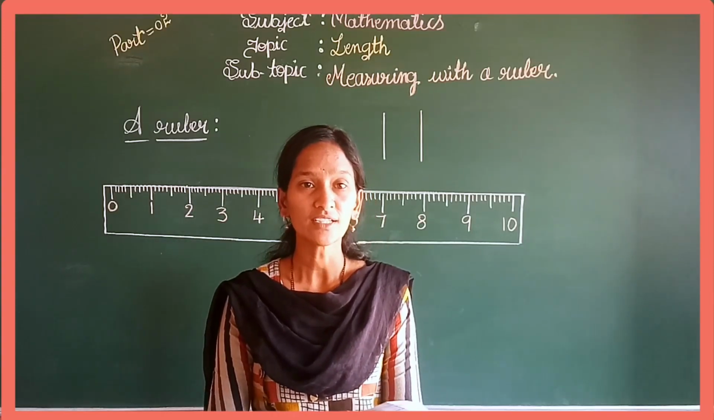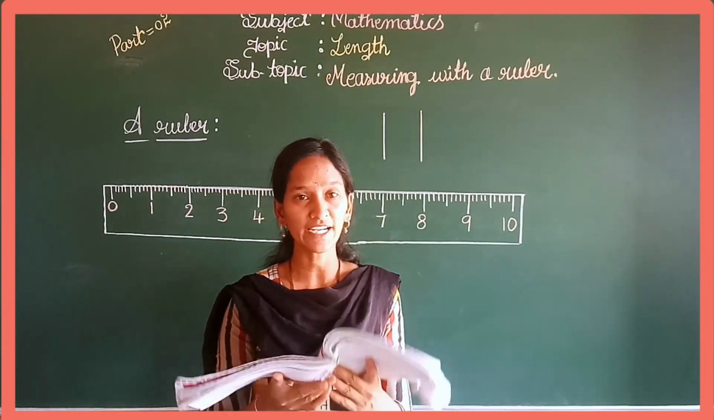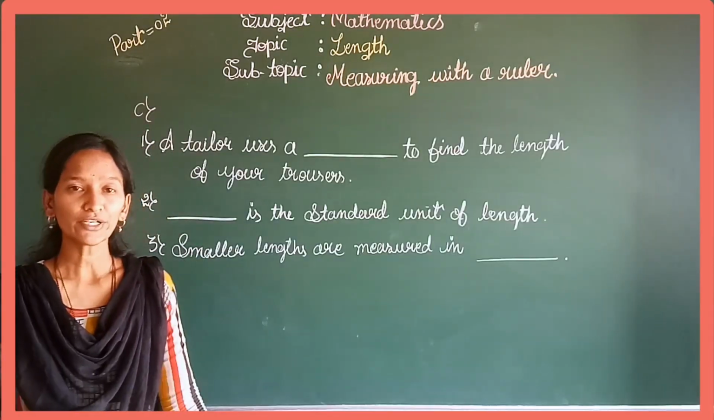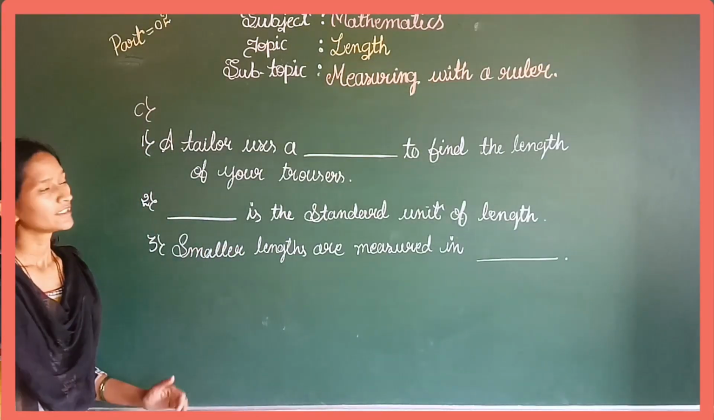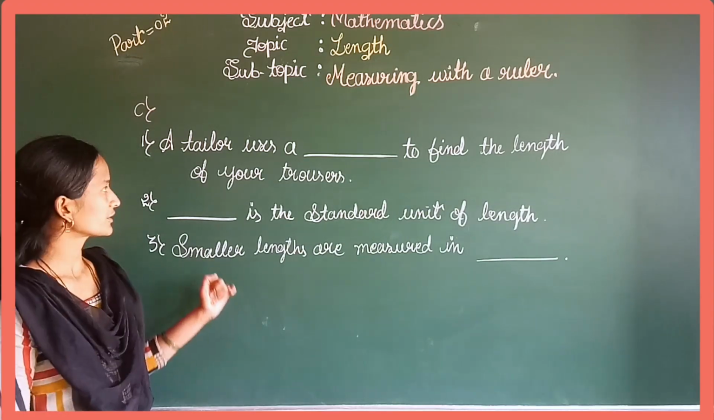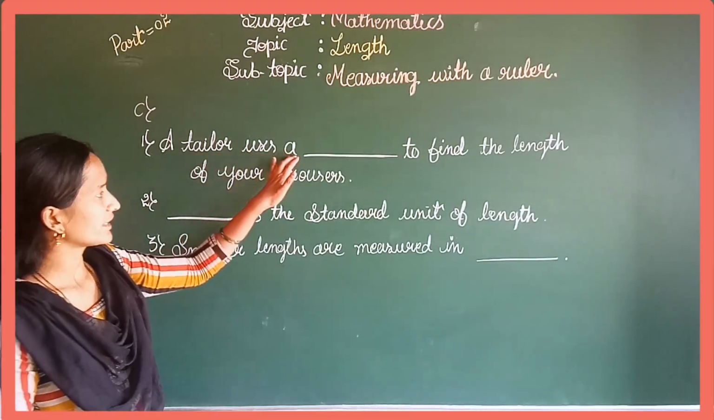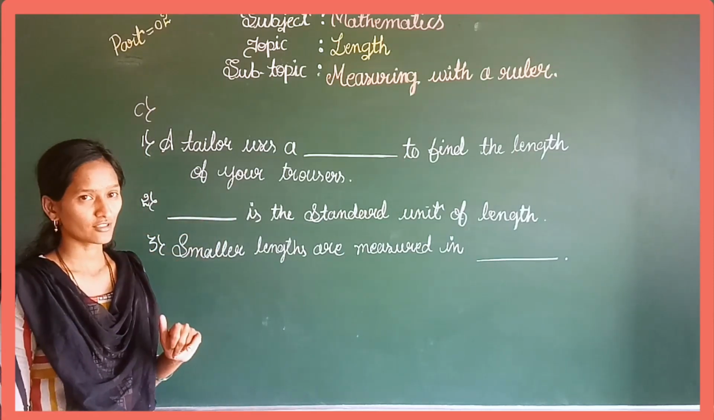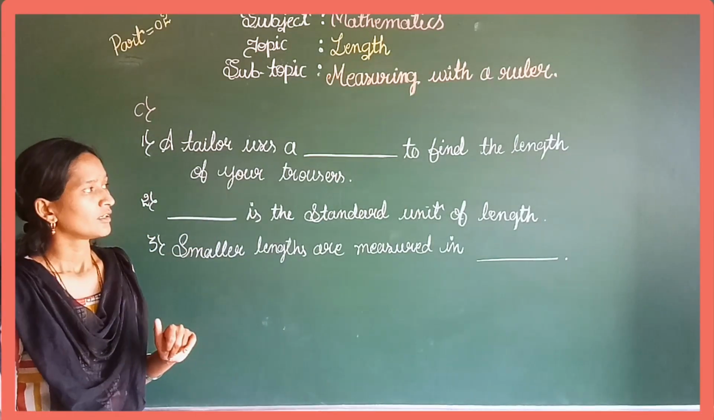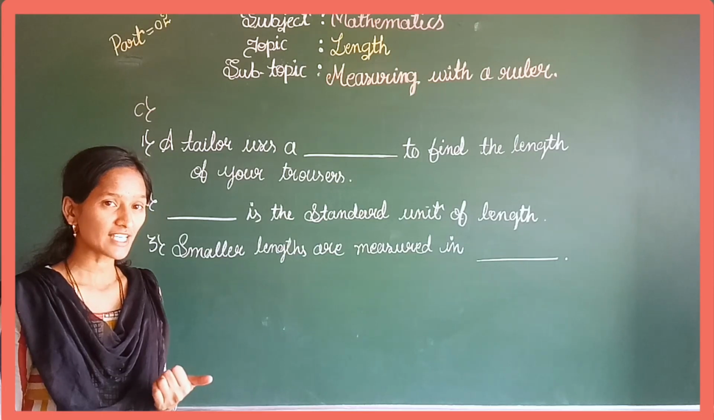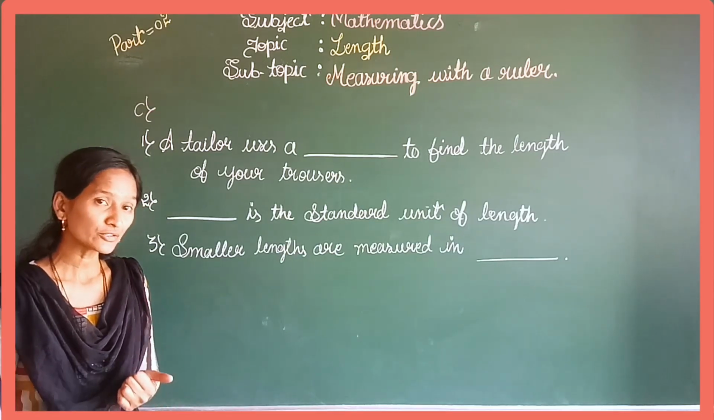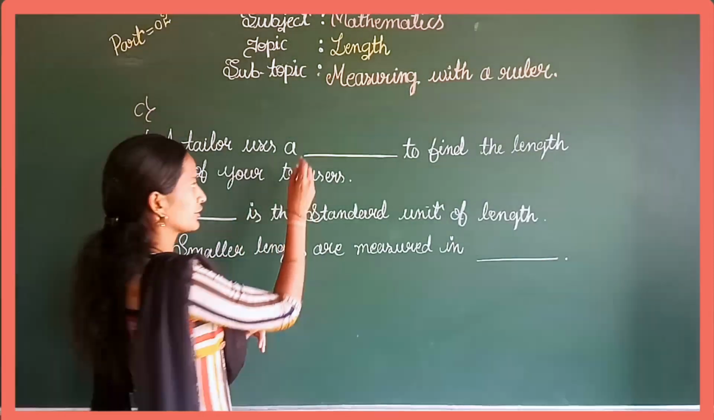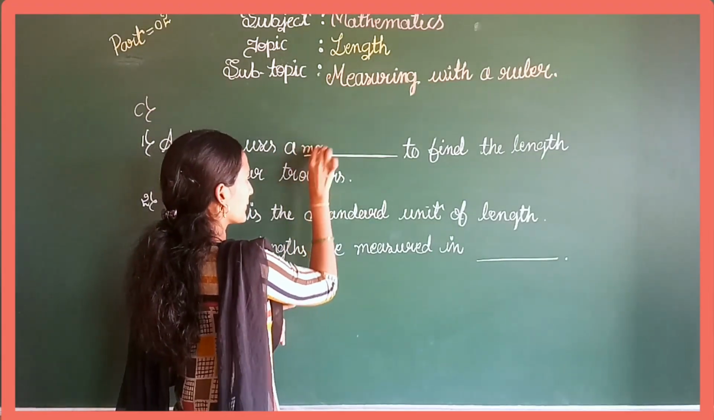Students, now come to the C main. I am reading the heading. Listen here. Fill in the blanks. The first one is: a tailor uses a dash to find the length of your trousers. So now tell me which is the answer. A tailor uses a measuring tape, right? So write down measuring tape.